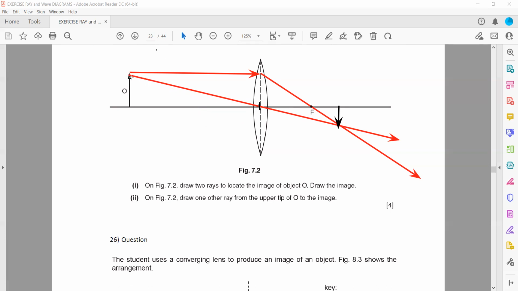So from the tip of the object, we'll consider another ray which passes through the focus. So these are the three light rays. One parallel to the principal axis will always pass through the focus. Number two, one which is passing through the center of the lens will pass straight, and one which is passing through the focus will go parallel. So these are the three light rays. Even in the exam, we need only two to show how the image is formed by a convex lens.